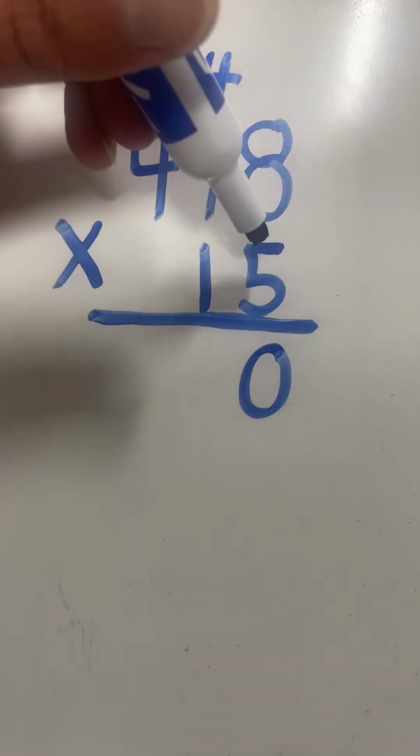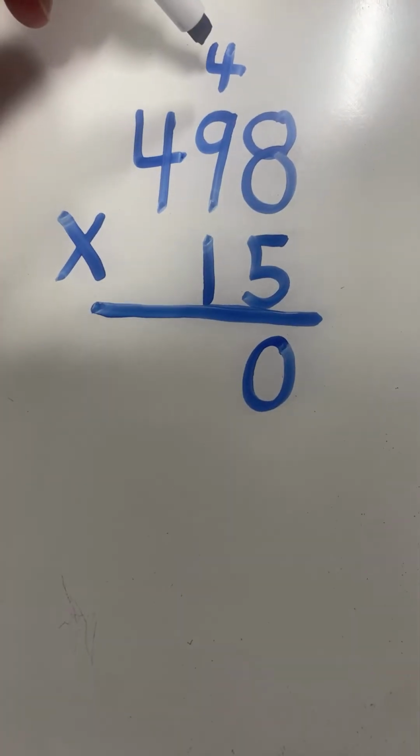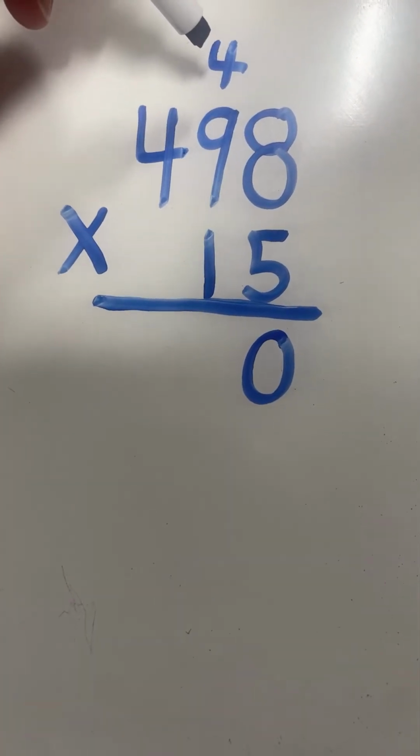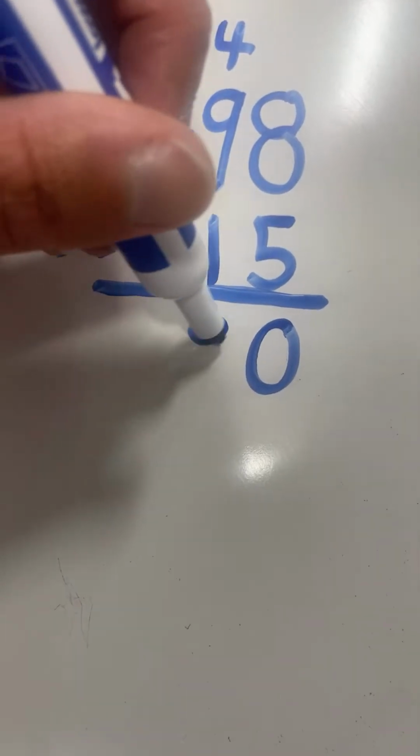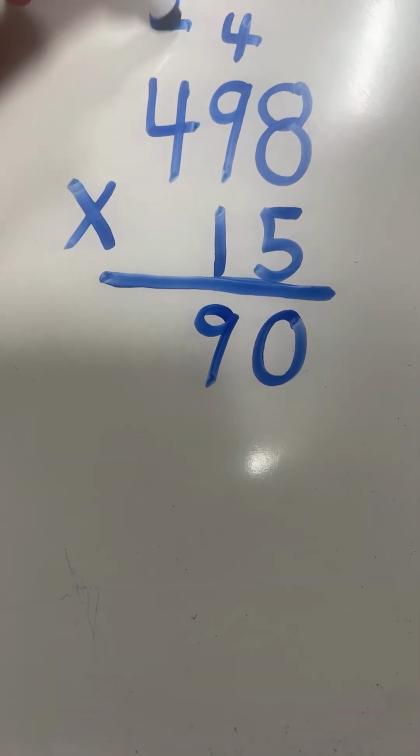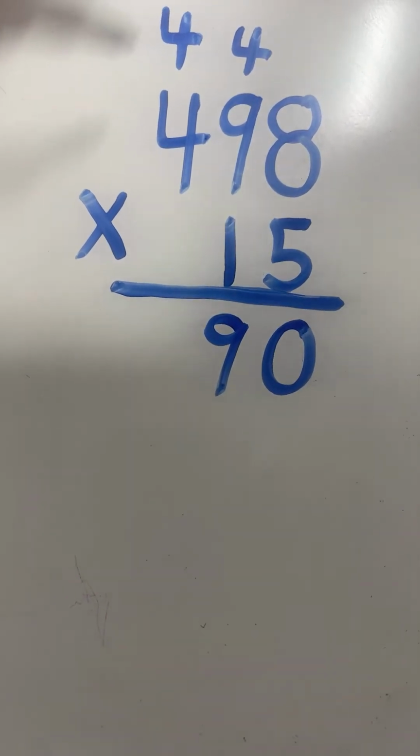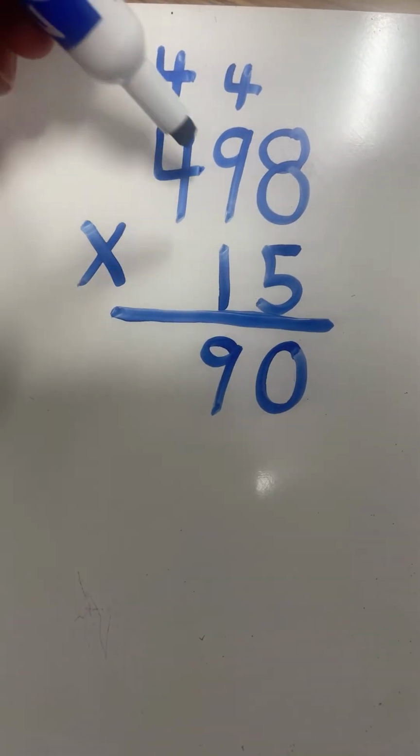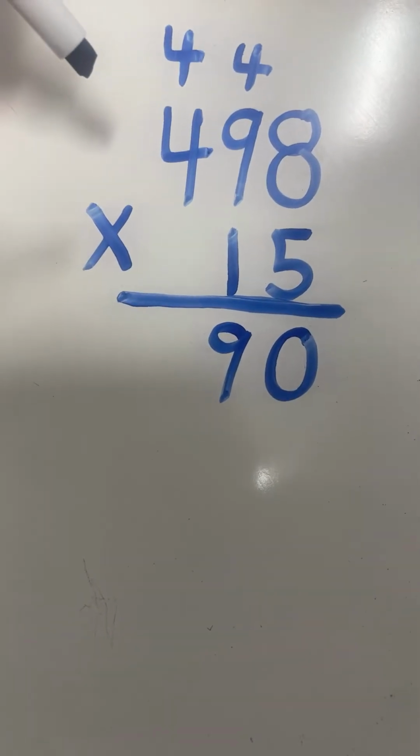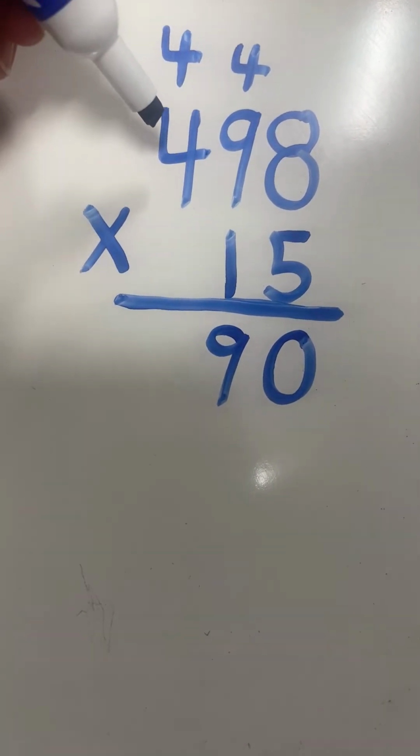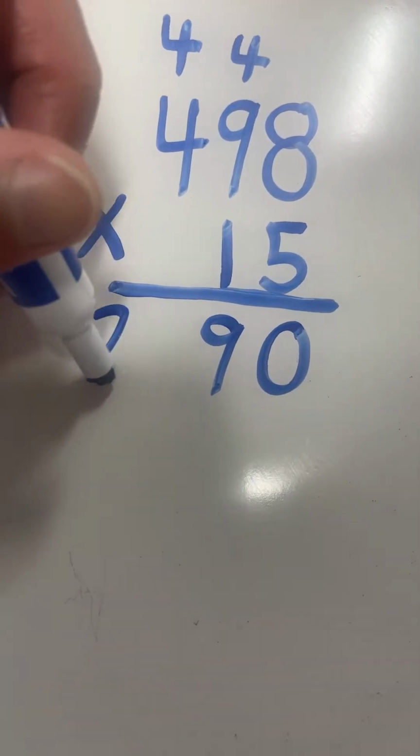9 times 5 equals 45. We have to add the 4 we carried over. 45 plus 4 equals 49. So the 9 in 49 goes in the tens place. The 4 in 49 gets carried over to the hundreds place. 4 times 5 equals 20. 20 plus 4 equals 24.